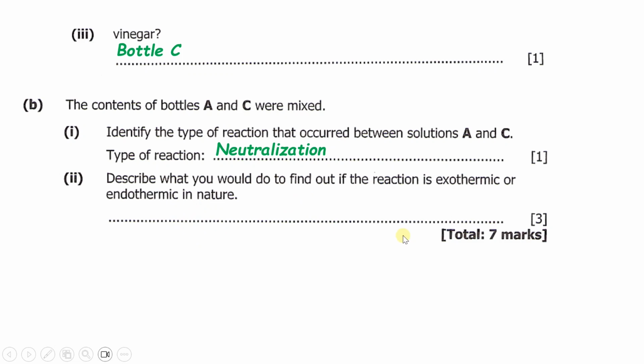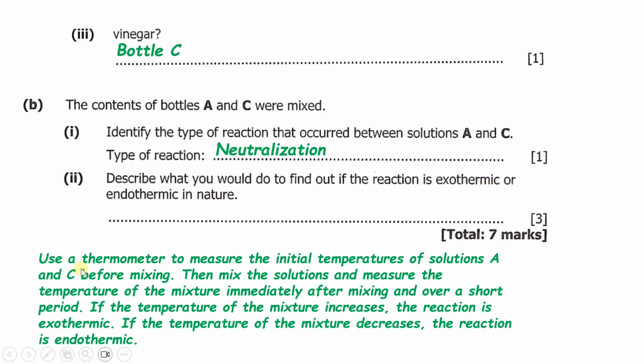This is disappointing. Look at the answer which you need to give, because you want to find out whether this reaction is exothermic. This is how you answer. Use a thermometer to measure the initial temperatures of solutions A and C before mixing. Then mix the solutions and measure the temperature of the mixture immediately after mixing and over a short period. If the temperature of the mixture increases, the reaction is exothermic. If the temperature of the mixture decreases, the reaction is endothermic. This is how you should answer to get these 3 marks.